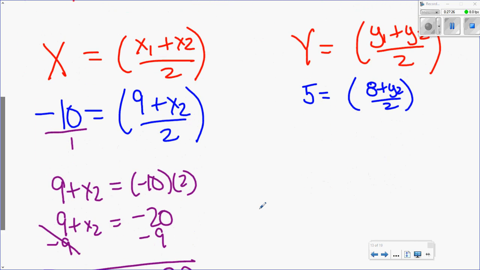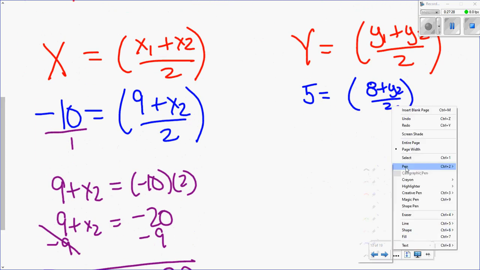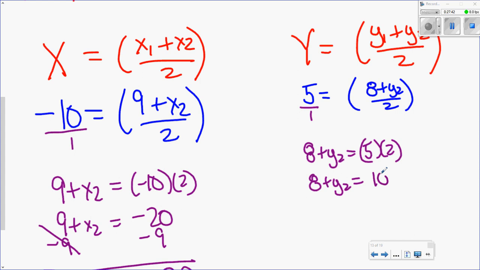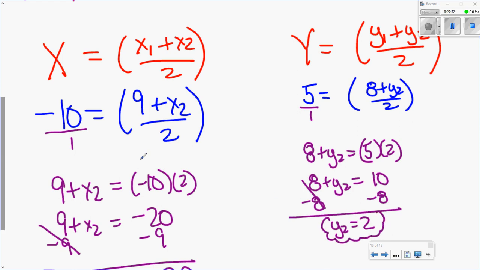Now I'm going to solve. This is the same as over 1. Cross multiply, so then 8y2 equals 5 times 2, which gives you 10. Subtract 8 on both sides. And then you get 2 as your other piece of that endpoint.